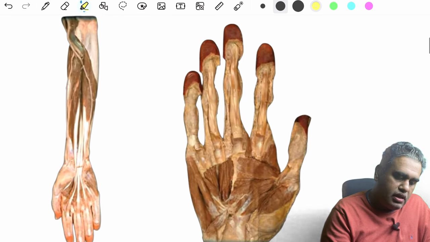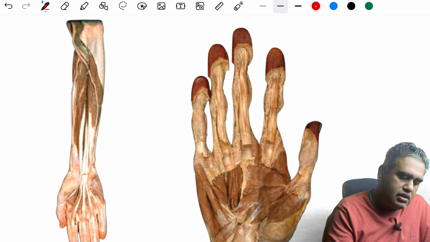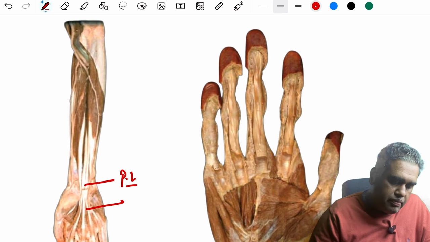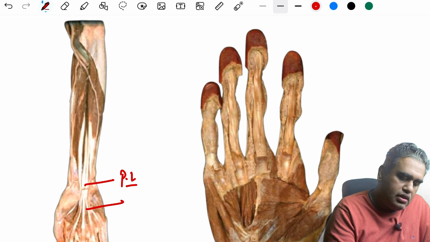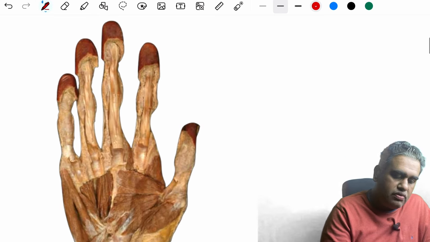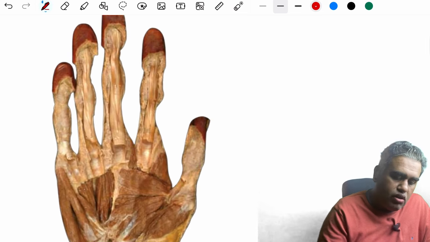And this over here, let me show you again, a cadaveric image over here. This over here is the palmaris longus tendon. You can see it is going up till here, right? And these are the other muscles or deeper muscles of the forearm. But here we have a cadaveric image of the hand as well. There are a lot of muscles over here.